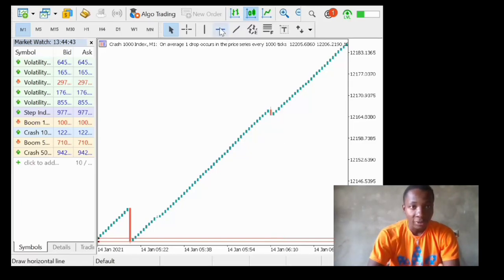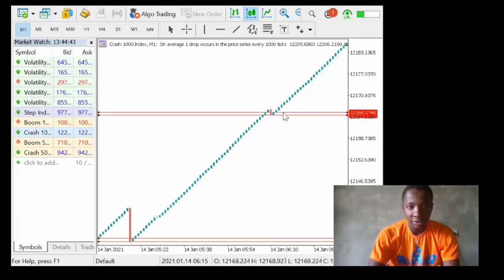You enter a buy order. So you enter a buy order here, you see? A buy order. And when do you exit the market? You exit the market after one candlestick. You don't have to be greedy.